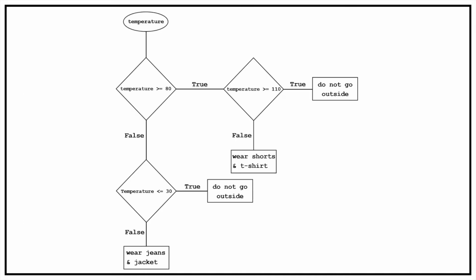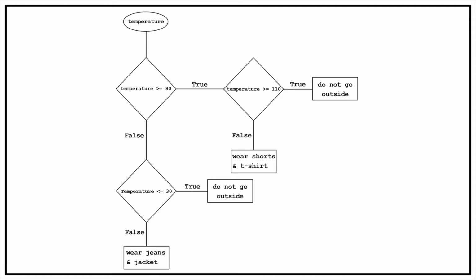Let us consider the same example of weather checker. In this case, we're going to check if the temperature is greater than or equal to 80, but we need to be careful when we exceed one temperature. For example, in El Paso, Texas, 110 degrees might be a little bit too hot to be outside. That's where we suggest do not go outside in case the temperature is greater than or equal to 110. Otherwise, we can just wear shorts and t-shirt.